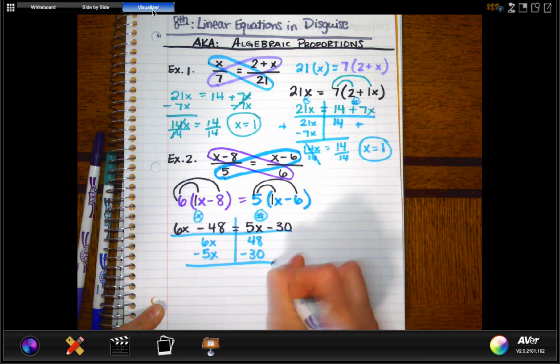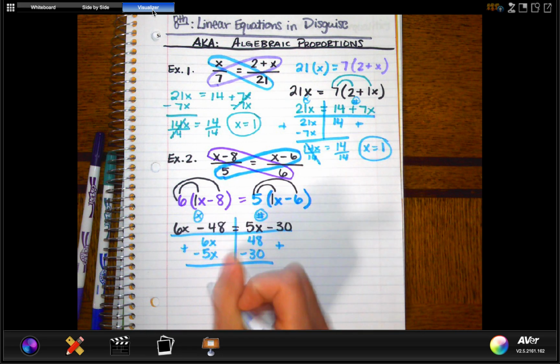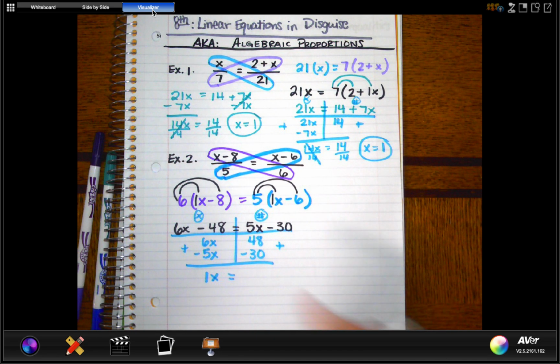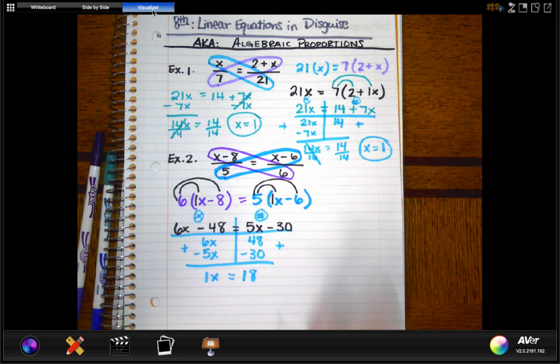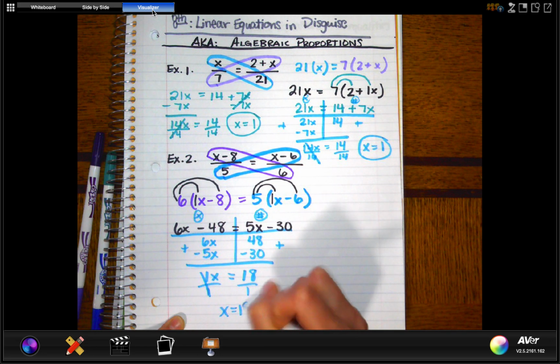Then we add both sides. 6x plus negative 5x is positive 1x. And 48 plus negative 30 is positive 18. And then the last step is to divide the number next to x. And we get x equal 18.